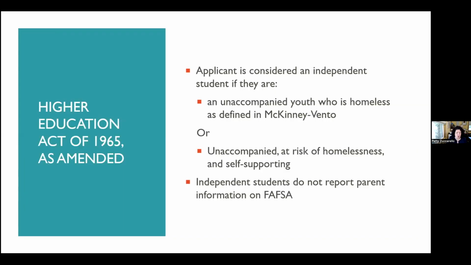When we look at financial aid, the law that's being pointed to in the House bill is the Higher Education Act of 1965 as currently amended. In this piece, we're looking at really the FAFSA implications for the most part, and whether a student can be designated an independent student. Under this act, a student can be designated as an independent student if they're an unaccompanied youth who is homeless as defined by McKinney-Vento that we just looked at, or they're unaccompanied, at risk of homelessness, and self-supporting.